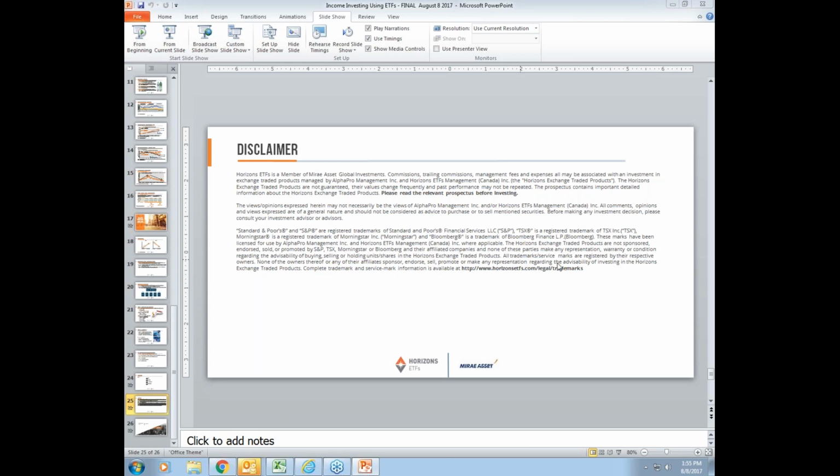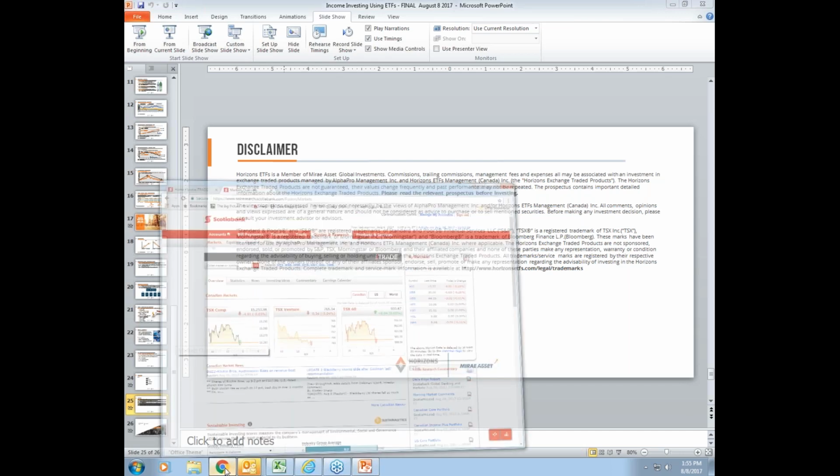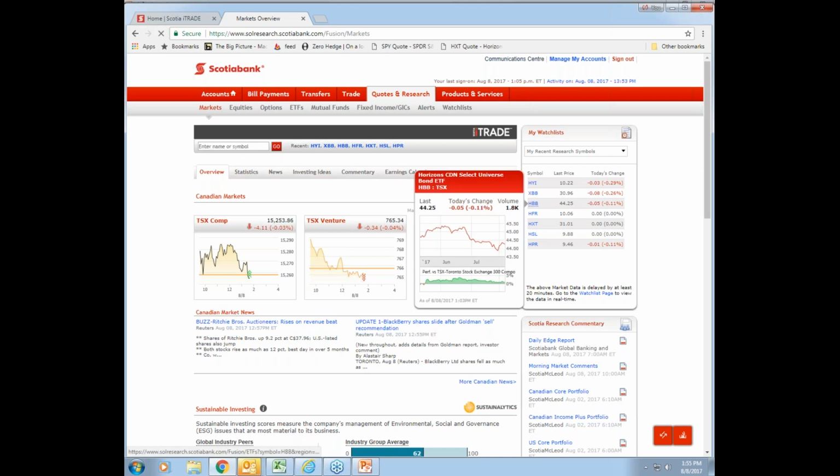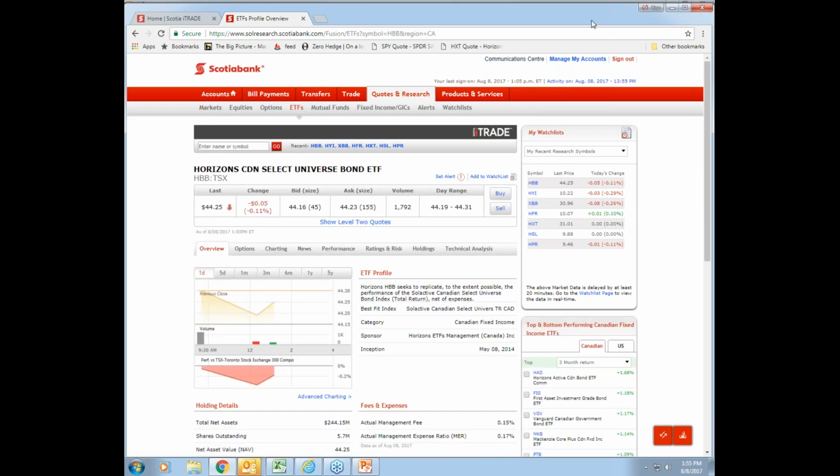Okay, here was a question from Leah: how do you sift through available ETFs to find those to purchase? Great question. If you don't mind, I'm going to go back to the Scotia iTrade platform because I think this is probably the easiest way to do that. What you want to do is probably look at broad bond ETFs first, so investment grade bond ETFs. I'm going to use the example of HBB, which is our broad bond ETF.